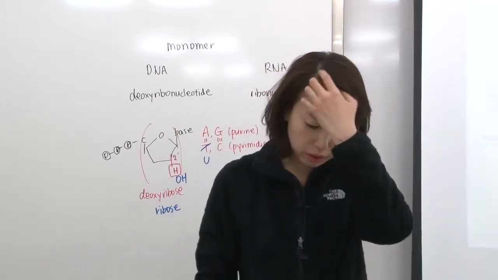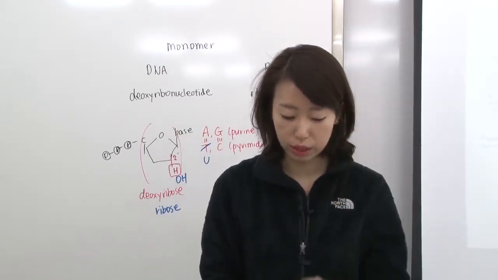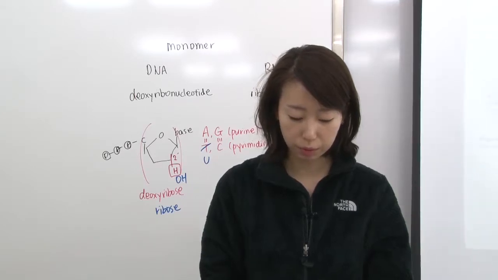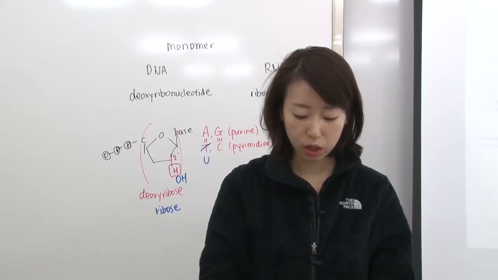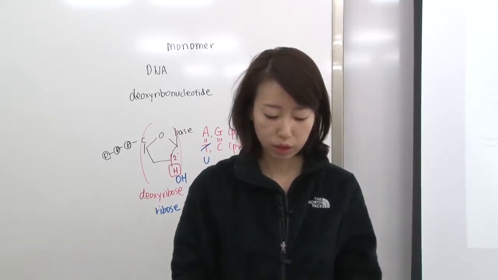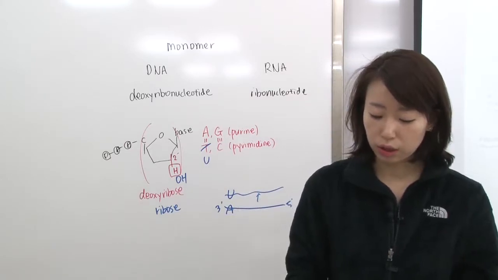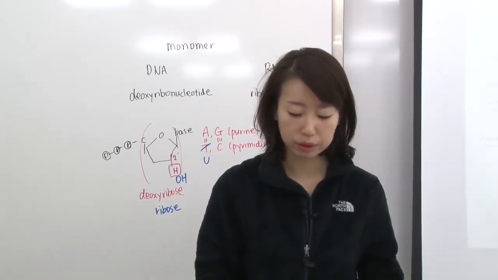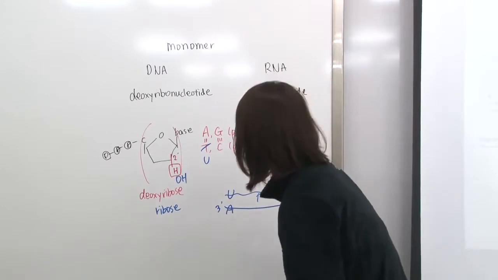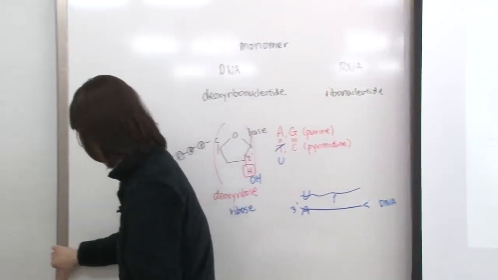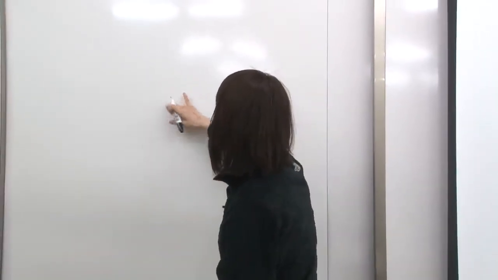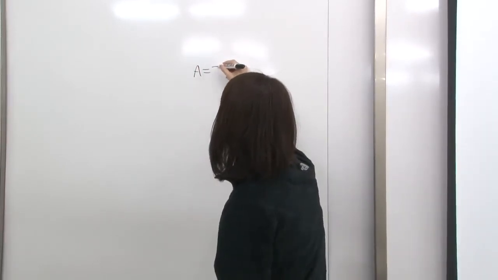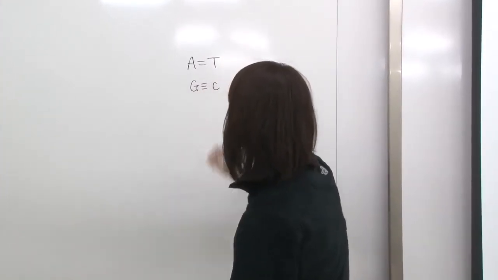Number 2, if guanine makes up 28% of the nucleotides in a sample of DNA from an organism, then thymine would make up how many percent of the nucleotides? Okay, so if guanine makes up 28% of nucleotides, always AT and GC pair.